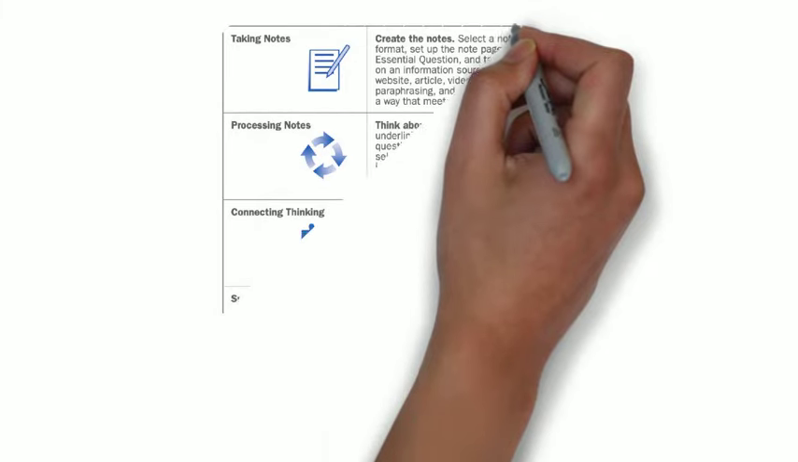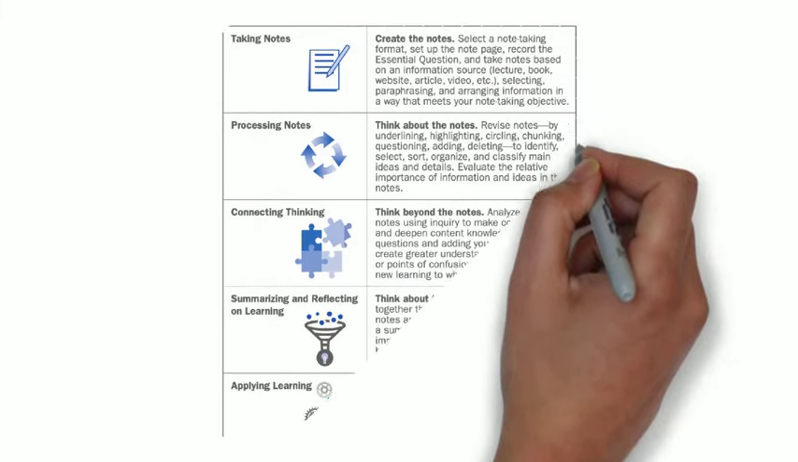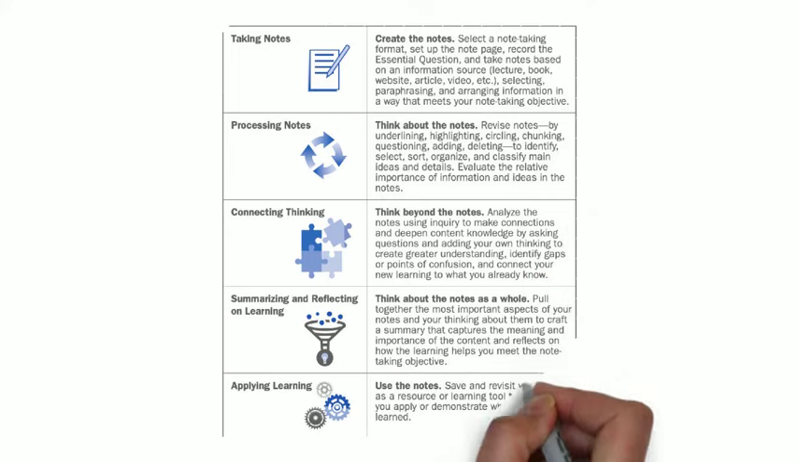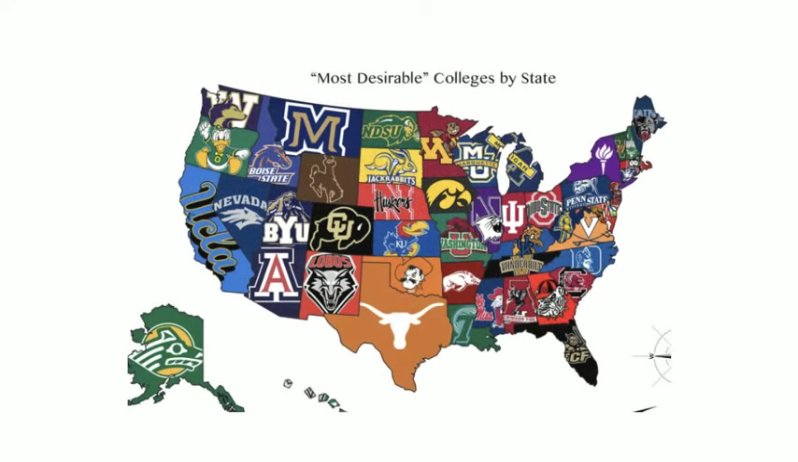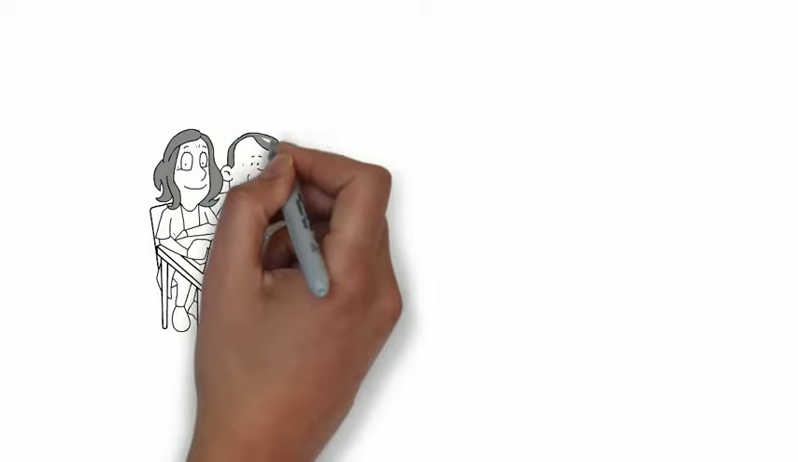There are 5 steps to the focus note-taking process. These include taking or creating notes, processing notes, connecting thinking, summarizing and reflecting on learning, and applying the learning. The purpose of learning how to take focus notes is not just to prepare you for college, but to teach you how to take control of your learning.